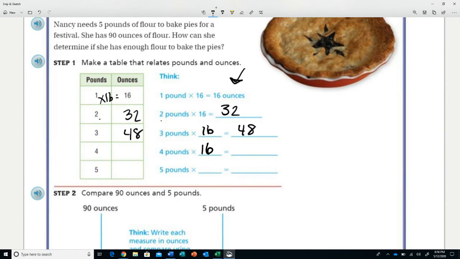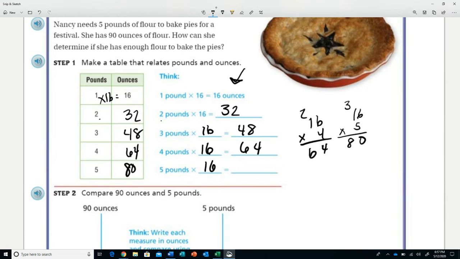4 times 16. We're going to do that one on the side here. 6 times 4 is 24. 4 times 1 is 4 plus 2 is 64. And 5 times 16, I believe is going to be 80, but let's make sure. So this is 0, carry a 3, 5 times 5 plus 3 is 80. So the last two here are going to be 64 and 80. Don't get lazy, do your scratch work.